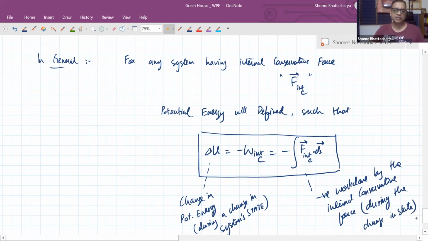In one case, the internal conservative force was the spring force. The other case, the internal conservative force was the gravitational force. So for the spring case, the potential energy was called the spring potential energy, or we also call it the elastic potential energy of the spring because it's related to the property of elasticity. The spring's tension or tensile force comes as a result of elasticity. And in the second case, we call it gravitational potential energy because it comes as a result of gravitational force.